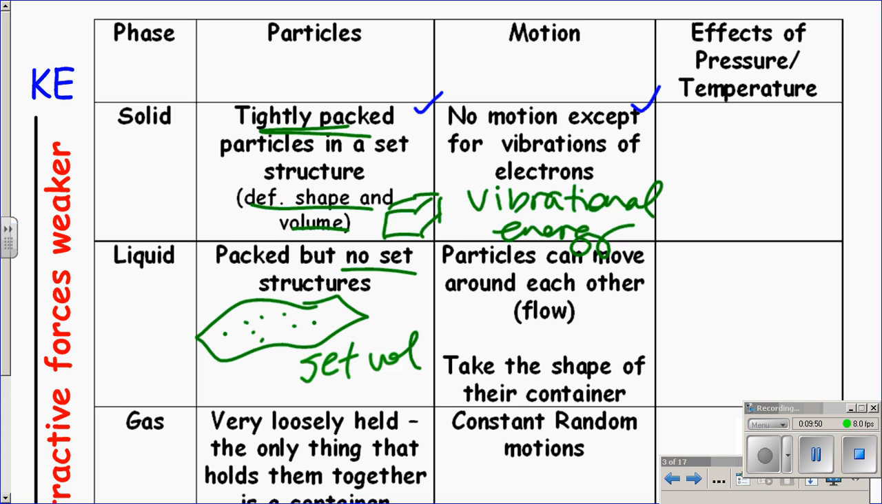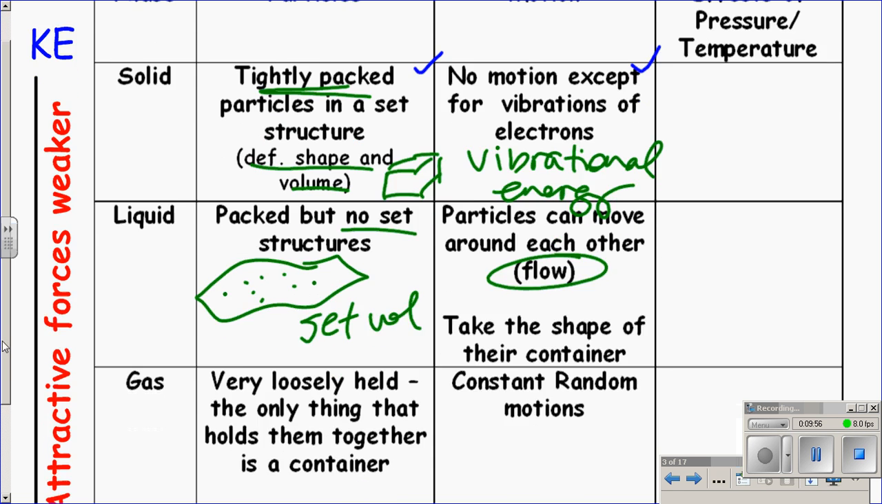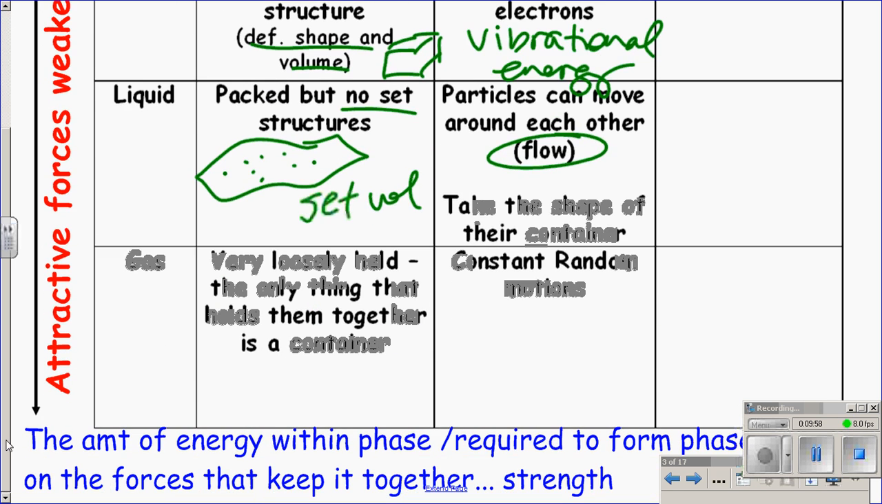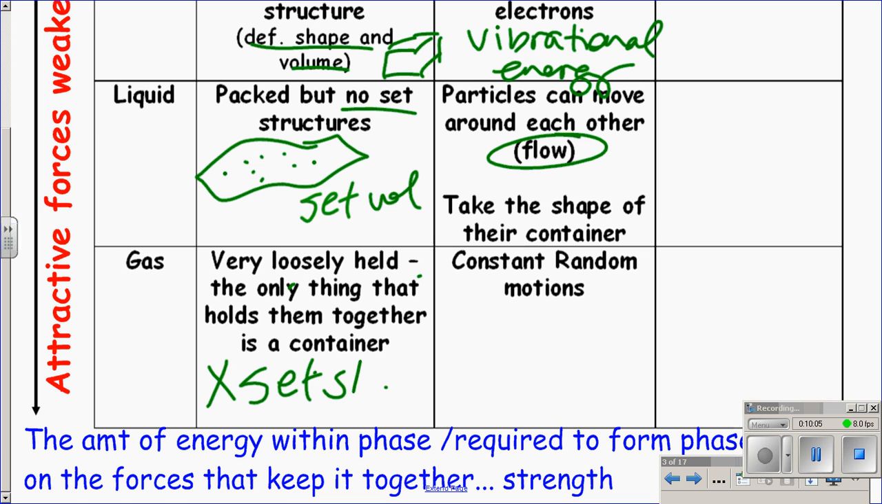So liquid, the particles can flow, okay? So we know that they can flow. They actually will take the shape of their container. And then comparing liquids and gases, they get more loosely packed, so they don't have any set shape, or really a set volume either, because they have some ability to expand, and they have constant random motions, okay? Extremely energetic.